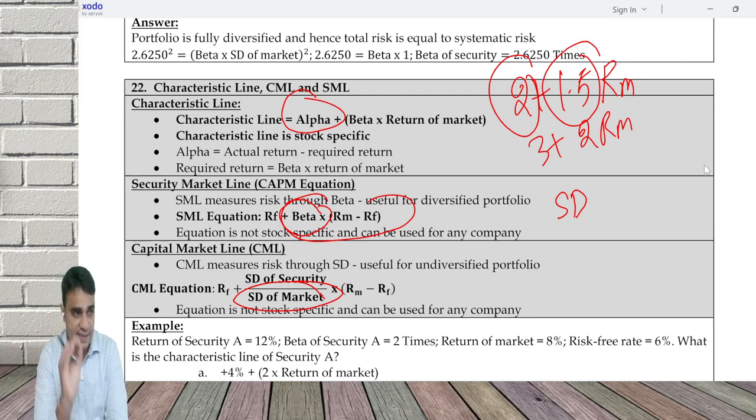But in SML, risk is measured through beta. In CML, capital market line, risk is measured through standard deviation.